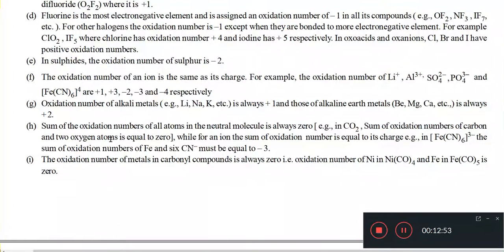Now, the sum of the oxidation numbers of all atoms in a neutral molecule is always 0. Please remember, this is a very important line. If you sum the oxidation numbers of all atoms in a neutral molecule, it is always equal to 0. For example, carbon and oxygen. The sum of the oxidation numbers of carbon and oxygen is equal to 0. While for an ion, for example, phosphate ion or sulfate ion or ferrocyanide ion, the oxidation number is always equal to its charge.